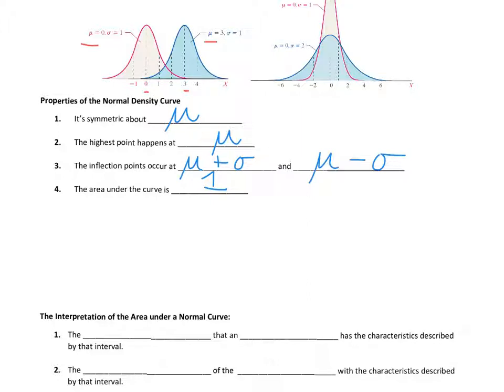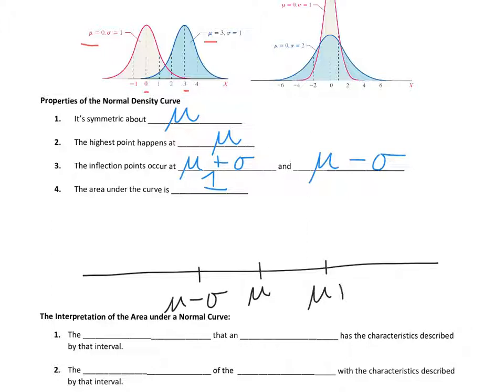Okay, so some other things. Let's draw a normal distribution. There will be our mean, and we'll draw our inflection points. So remember, that's where the curvature changes. So sometimes I just like to draw some marks. So mu is the highest point.